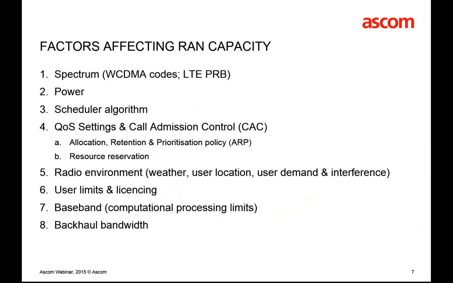There could be hard limits on the number of LTE users. There could be hard limits on the number of HSPA and EUL users. Obviously, there are licensing issues with your vendor. There's limitations in the computational processing power in your baseband. And obviously, all of this traffic needs to be backhauled towards the core of the network, so backhaul bandwidth also becomes a factor. The bottom line is this modeling of soft capacity, the modeling of capacity in your UMTS and LTE network is a really, really complicated beast, and all of these factors need to be taken into account.